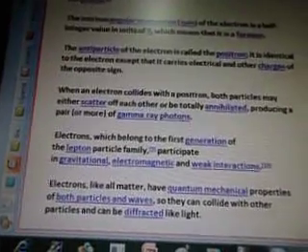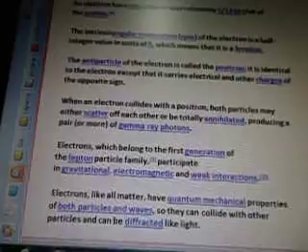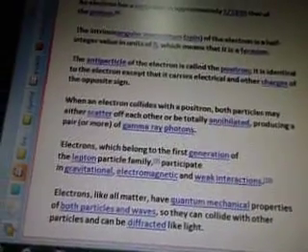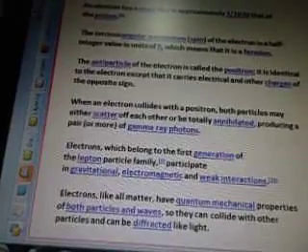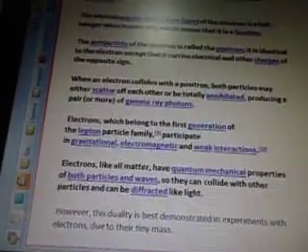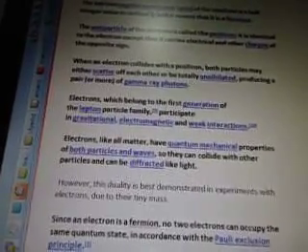When an electron collides with a positron, both particles may either scatter off each other or be totally annihilated, producing a pair or more of gamma-ray photons. Electrons, which belong to the first generation of the lepton particle family, participate in gravitational, electromagnetic, and weak interactions. Electrons, like all matter, have quantum mechanical properties of both particles and waves, so they can collide with each other like particles and be diffracted like light.